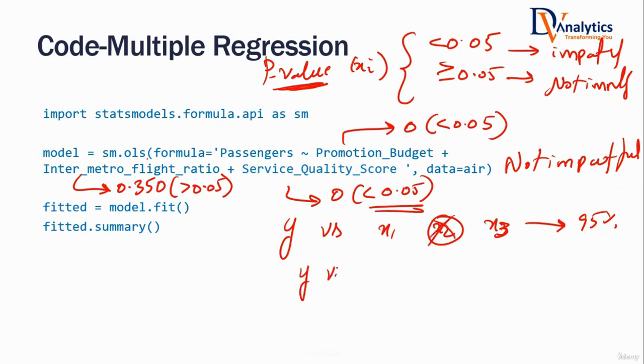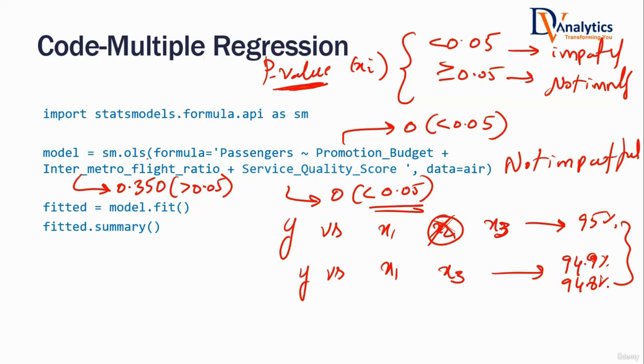You build another model by dropping that column: y versus x1, x3. If it is truly not impactful, what is the expected R square? 95% around, almost 94.9 or 94.8. Almost the same R square should be there. Yes or no? Not a significant drop. Do you agree with that?